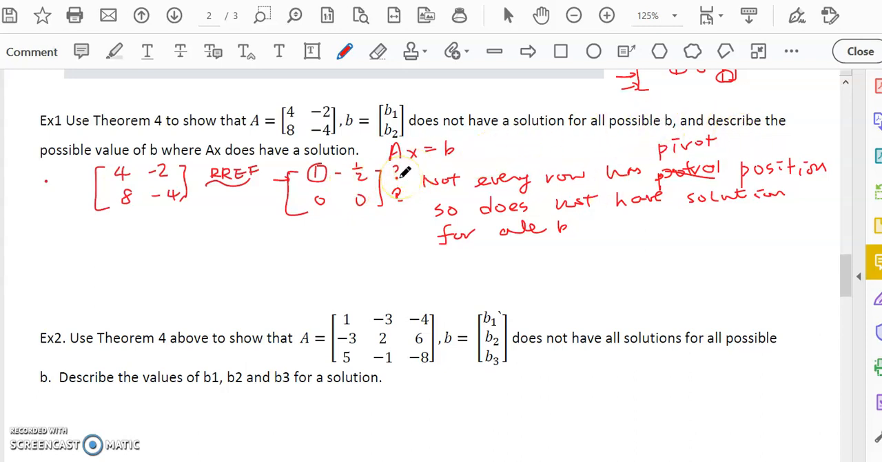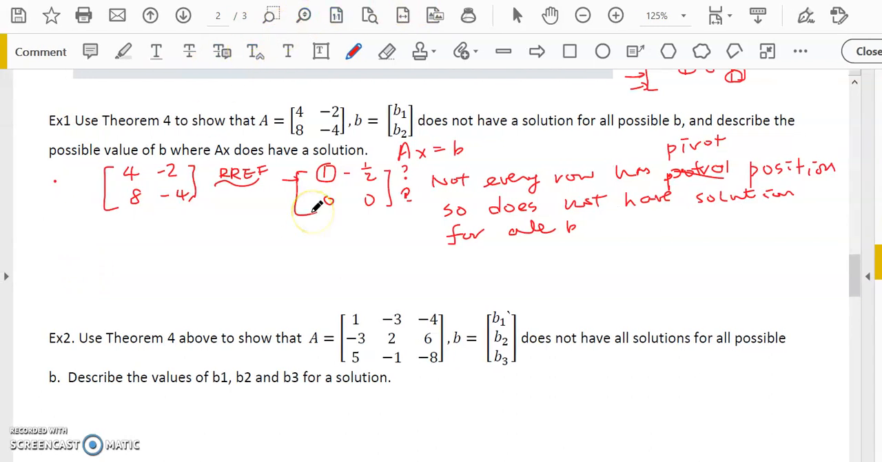So describe the possible values of B where it has a solution. What are the possible values of B then? You have to do a manual row operation. You start off with the augmented matrix, 4, -4, and then B1, B2. Now you want to get rid of this 8 here. So what do you need to do? You do -2R1 plus R2, right? And put it into R2.